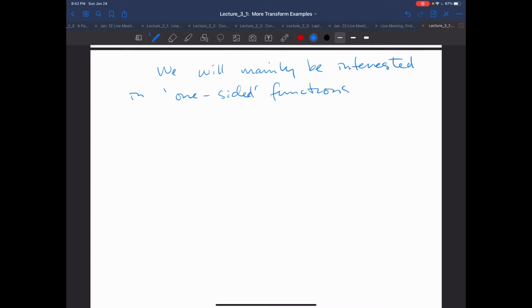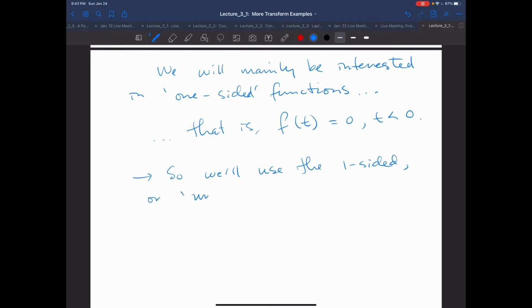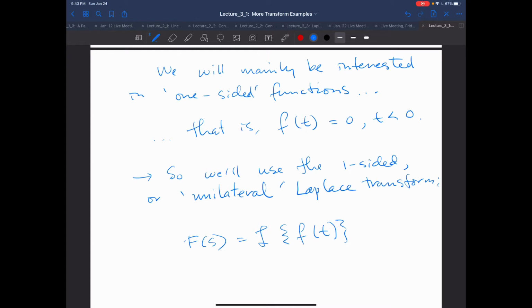And for that reason, we'll use the one-sided or unilateral Laplace transforms. So by one-sided functions, we mean functions for which f of t equals 0 for t less than 0. So we'll use the one-sided or unilateral Laplace transform. That means we'll take F of s, which we can also write as script L followed by f of t in curly brackets, to be by definition the integral from 0 minus to infinity of f of t e to the minus st dt.